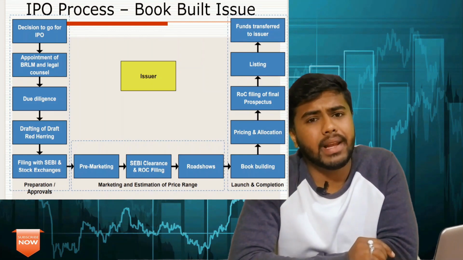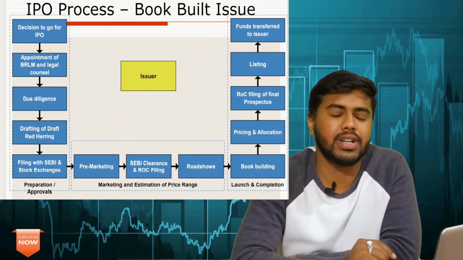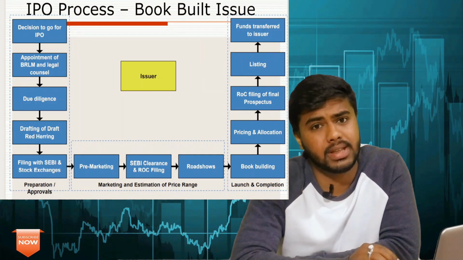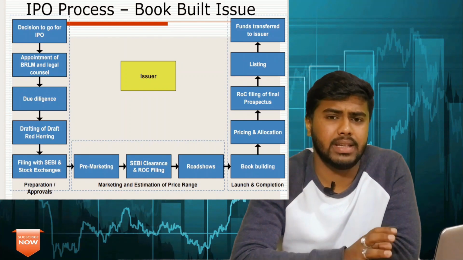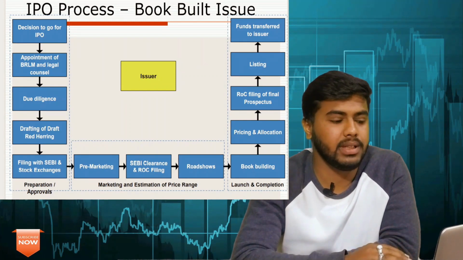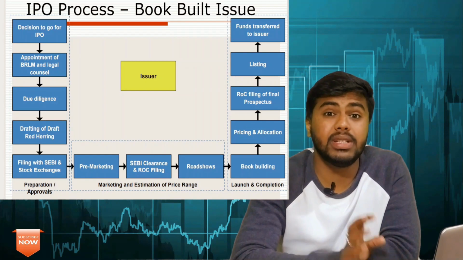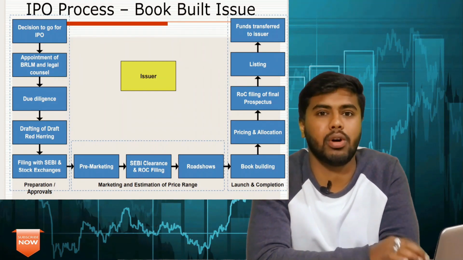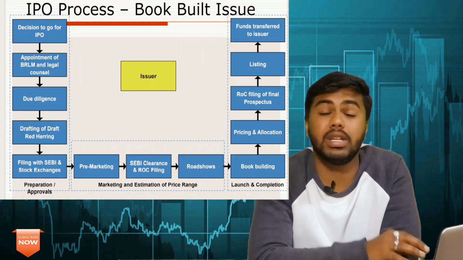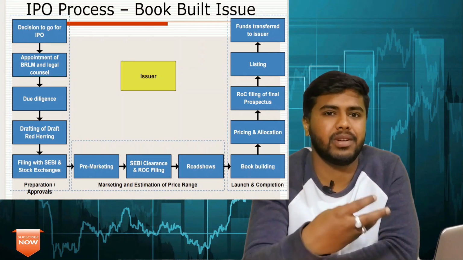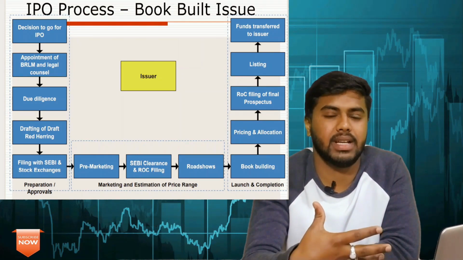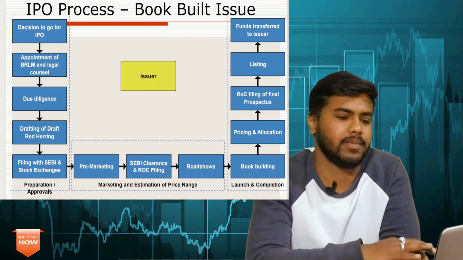So mostly the BRLM, book running lead manager, its function is to get an approval from SEBI. It prepares all the paperwork for the company, and it helps the company to list successfully in the stock market on the day of listing. So it actually shows a roadmap for the company for how to get a successful listing.